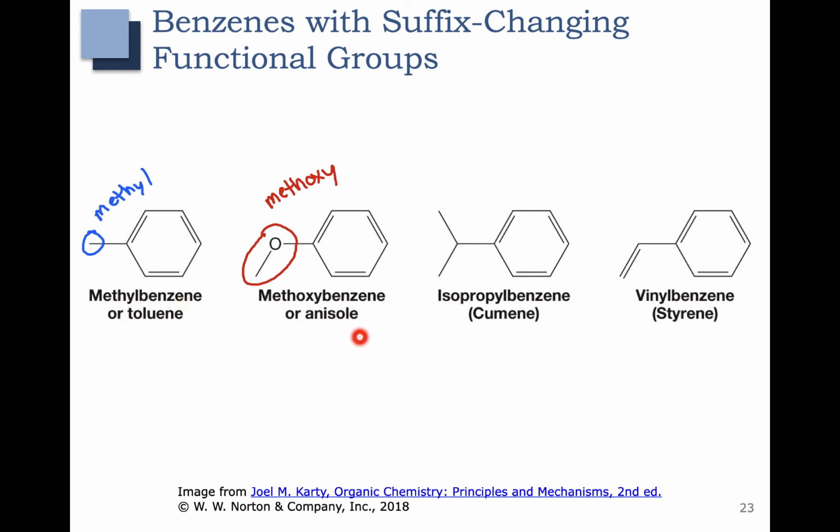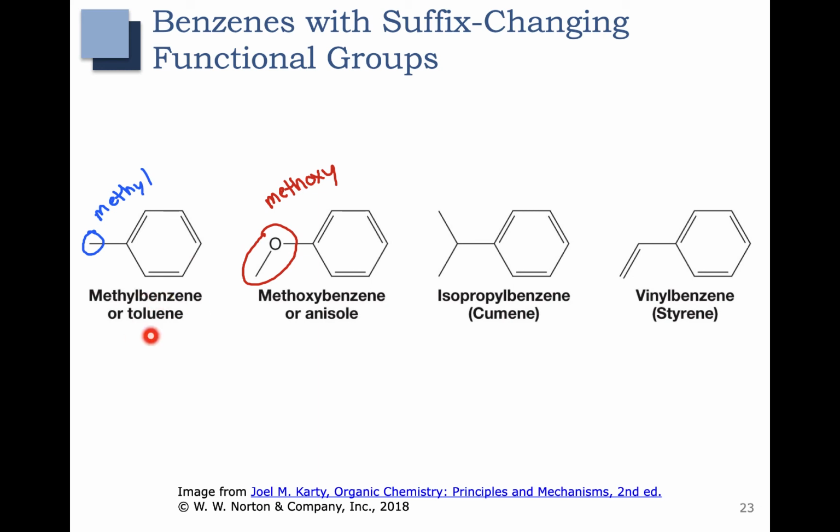Toluene and anisole are historically common names, but IUPAC has adopted them. You can also see an example of an isopropylbenzene, commonly referred to as a cumene, and a vinylbenzene, commonly referred to as styrene. But cumene and styrene are common names and are not IUPAC.